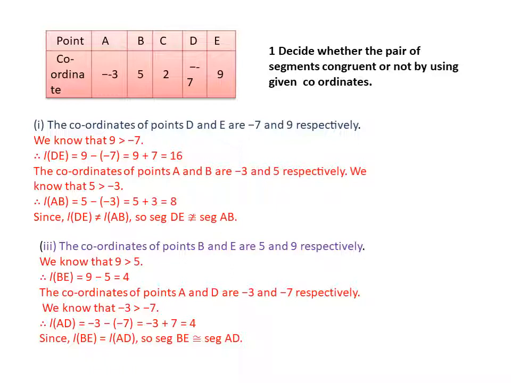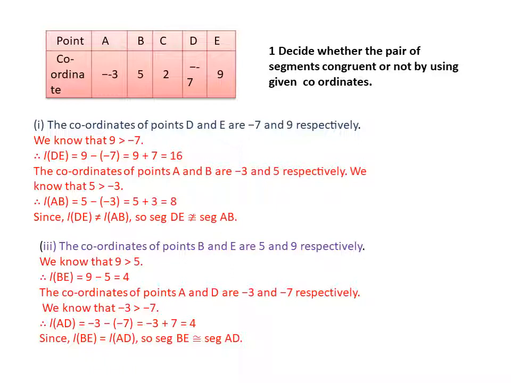Now the second one is length AB, meaning point A and point B. A coordinate is -3, B coordinate is 5. Here again 5 is greater than -3. Therefore length AB is equal to 5 minus of -3, minus of minus is plus, so 5 plus 3 is 8. Now length DE is 16, length AB is 8. 16 and 8 are not equal, therefore length DE is not equal to length AB, which means DE is not congruent to AB.